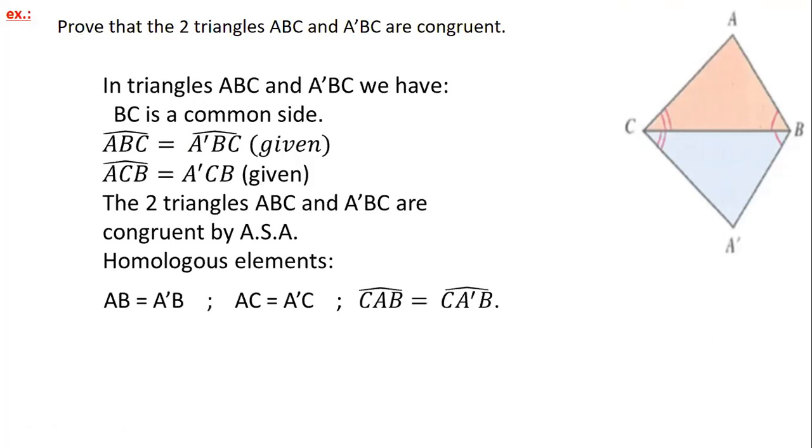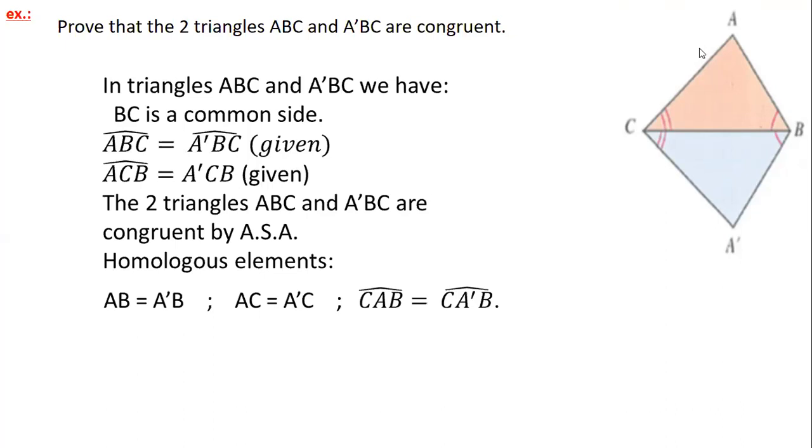Prove that the two triangles ABC and A... Hassan, do you see this one? Do you see this one, Hassan, and all of you? Look, how do we read this? We read it A prime. This is a name. It is ABC and A prime BC. Again, read, Hassan. Prove that the two triangles ABC and A prime BC are congruent.